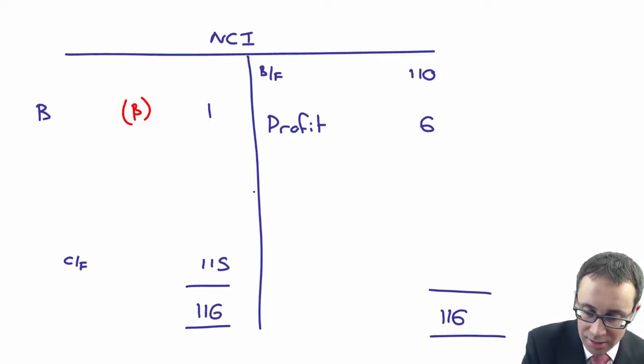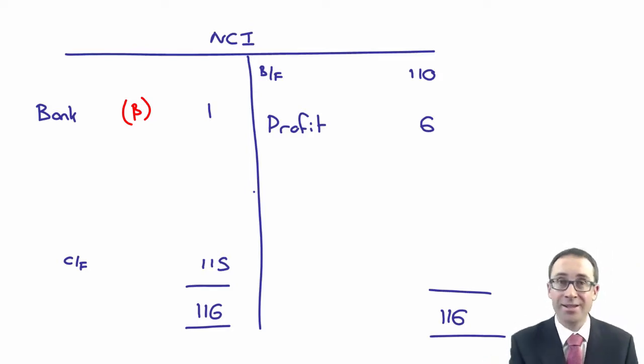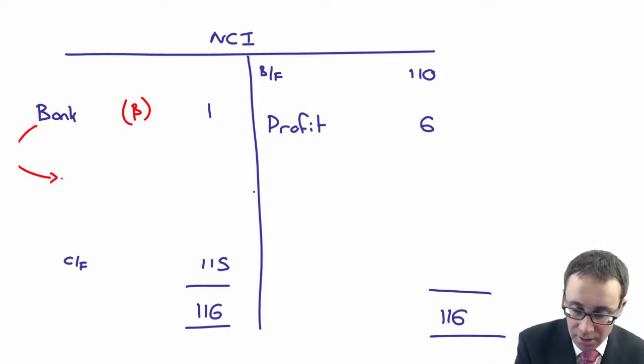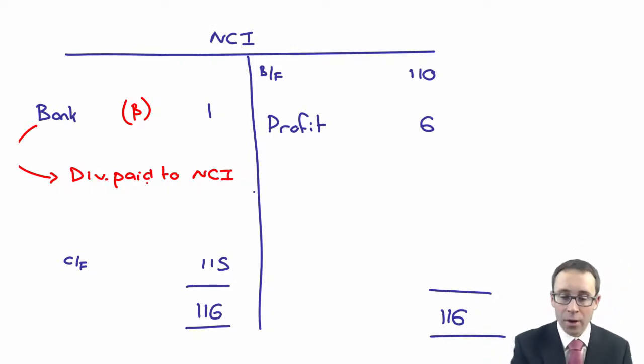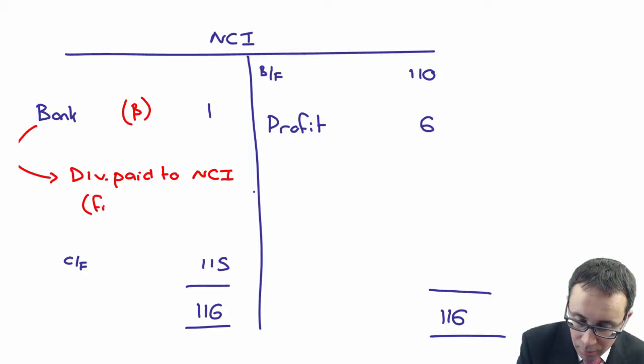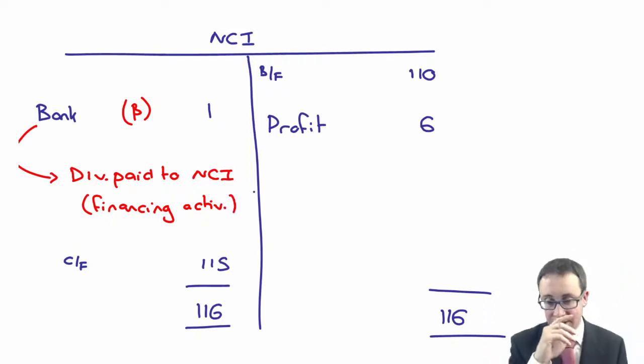That essentially is your entry to the bank, because you've credited bank, debited non-controlling interest, and that there is the dividend paid to the non-controlling interest. Again, whereabouts does that go? That's there in your financing activities, isn't it? Okay, there we go, nice and straightforward.